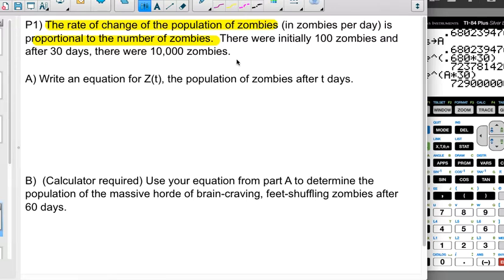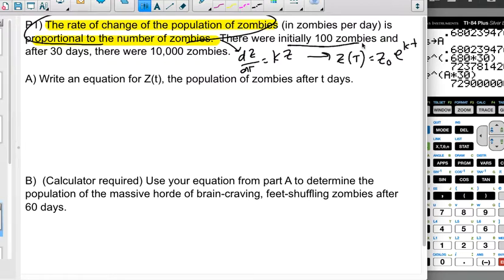So if you say dz/dt, because z is the number of zombies, is proportional to z, that's exponential growth, and it's going to solve to be z of t equals z naught e to the kt. It's not cheating to be able to get from this statement that I put in yellow. It is expected that you can get to these two statements. That's fine.